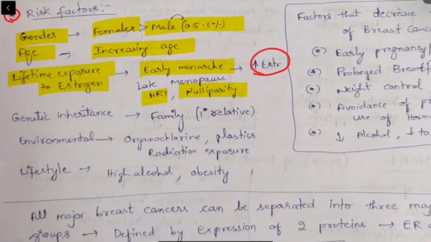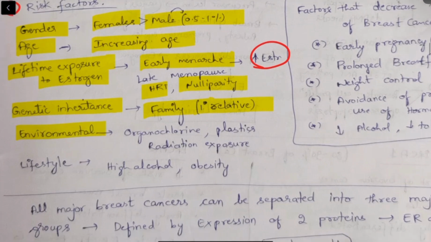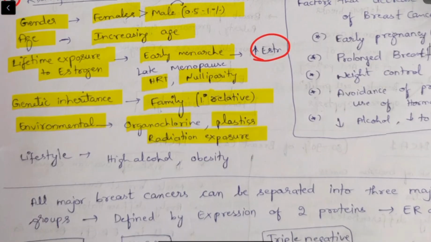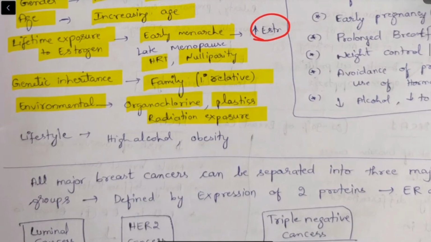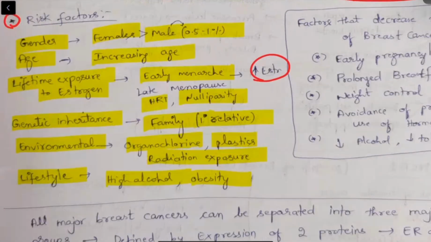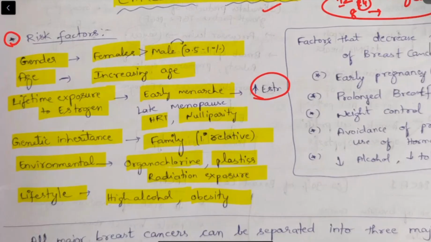And next one being genetic inheritance. So if there is a close family relative who has developed breast cancer, then there is a high chance that she will also develop breast cancer. That is a primary, first degree relative, mother, sister, anyone. And then there are certain environmental factors which influence the development of breast cancer, like organochlorines or plastics or radiation exposure. These all can lead to development of CA breast. Okay, and there is lifestyle, like high alcohol or obesity. All these will influence and lead to formation of risk factors.